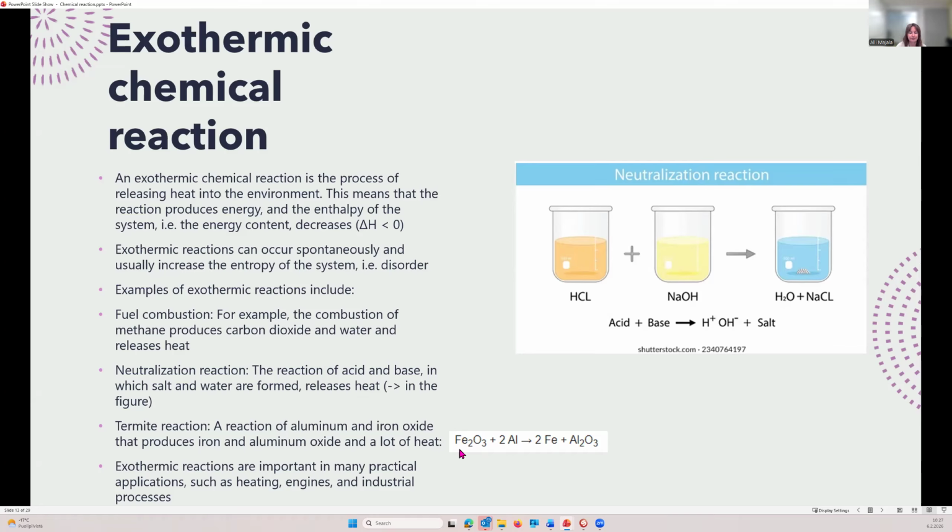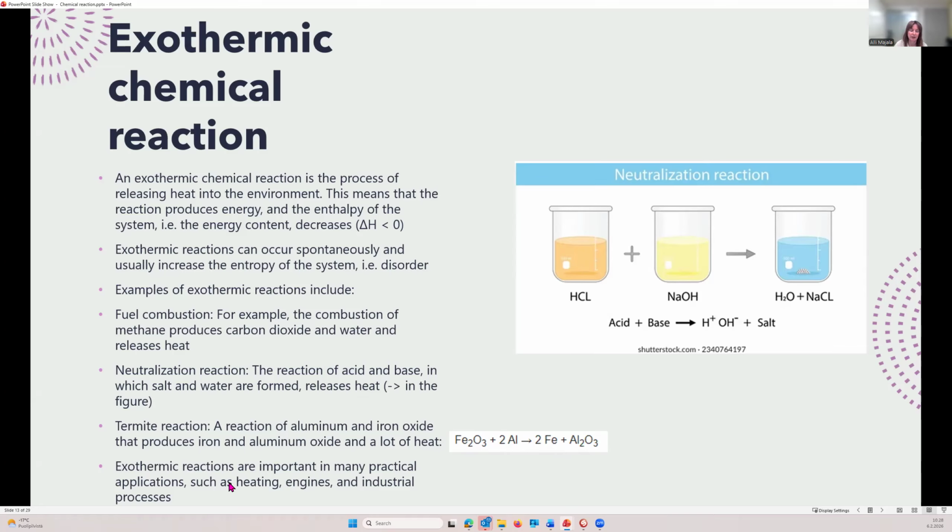So you have iron oxide, and then it reacts with aluminum, and you get pure iron and aluminum oxide. So usually the metals are being bound with something, for example, this iron with oxygen. So if you need pure iron, you need to do something to it. You can, for example, use this thermite reaction. And here you also produce a lot of heat.